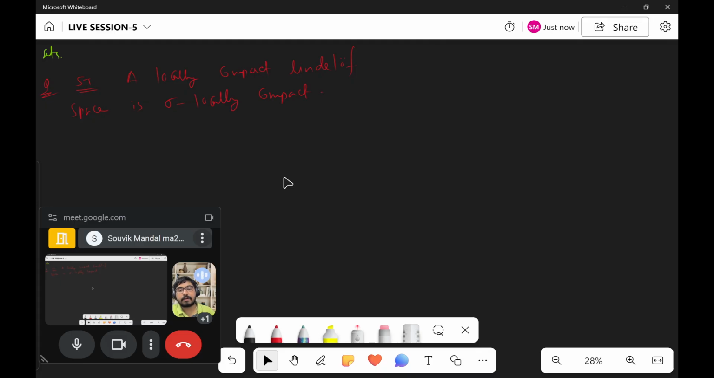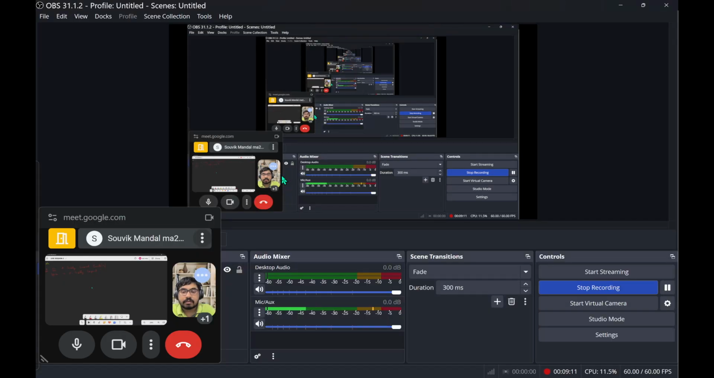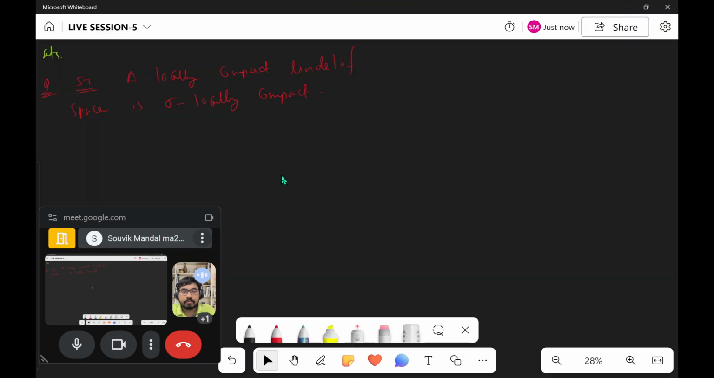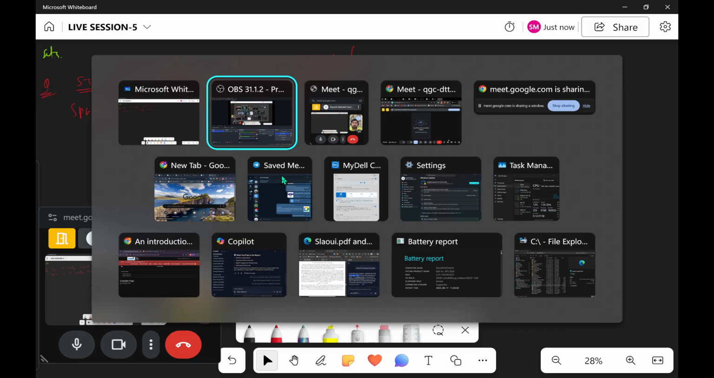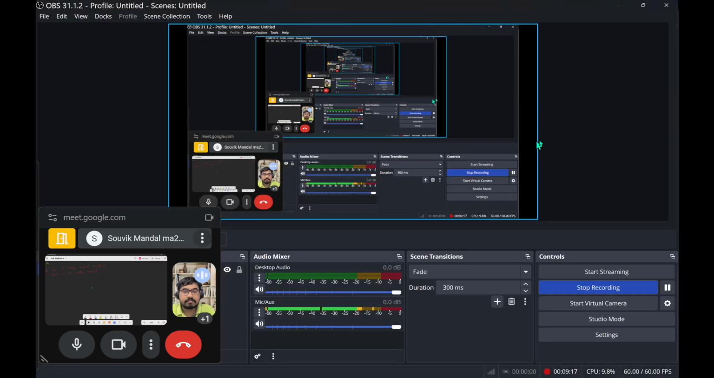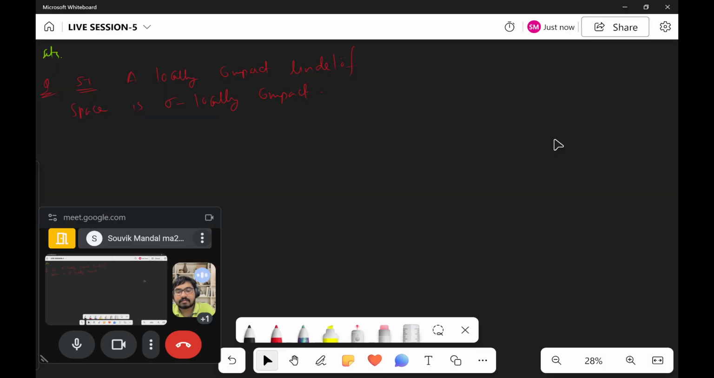Sigma locally compact means what? Every point has a neighborhood which is locally compact. Okay, so that is the definition. Think about it, take your time and let me know. I'm not saying it is easy, but of course it is a bit easier. It is not that difficult.